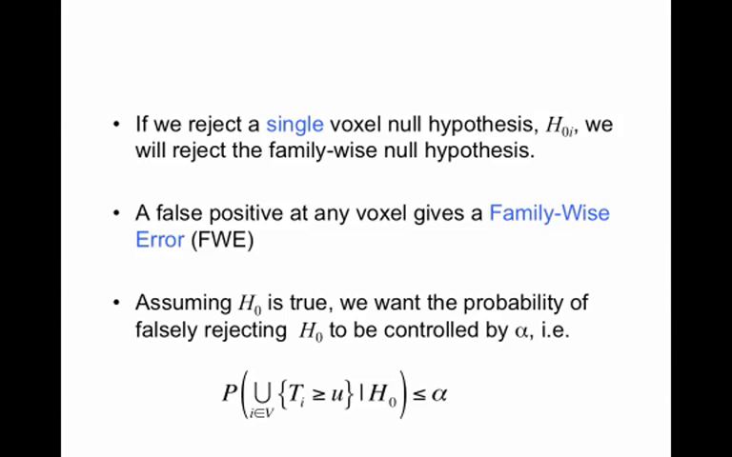So we want to control the probability that any of the test statistics lie above some threshold u. If any of the test statistics lie above this threshold, we'll reject the null hypothesis and we'll get a false positive. And so we want to make this probability as small as possible. We want to make it less than or equal to alpha, some predetermined value of alpha.